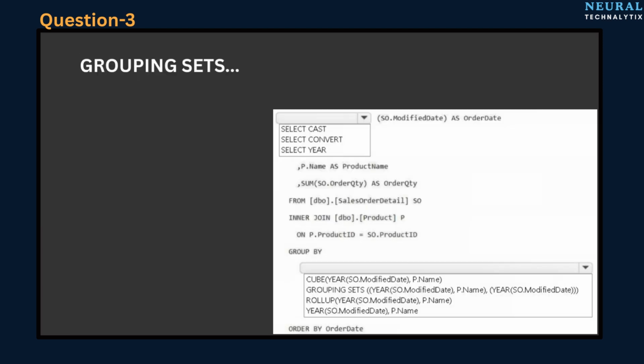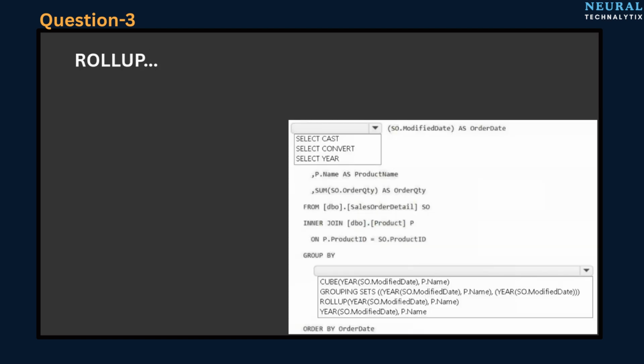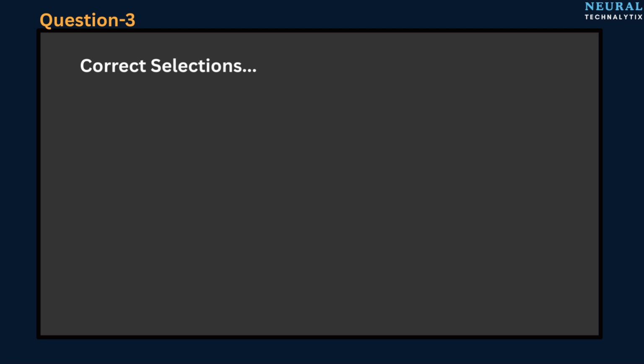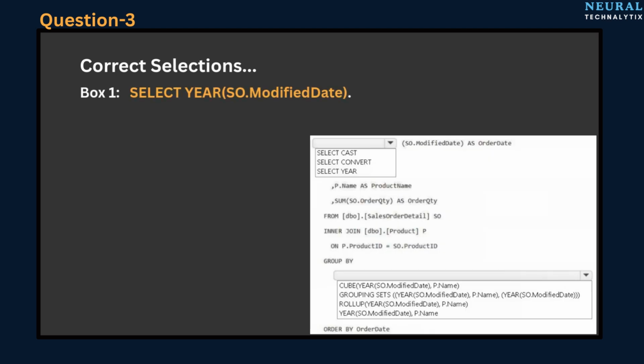Next, grouping sets. Yes, this can work, but it's more complex. And DP-700 usually tests the best and simplest solution, which brings us to ROLLUP. This is exactly where ROLLUP fits. ROLLUP creates hierarchical aggregations. When we use ROLLUP on year, then we get product totals per year and a yearly total across all products. Exactly what the question asks for. So the correct selections are: for box 1, select year, SO.modified date. For box 2, ROLLUP, year, SO.modified date, P.name.